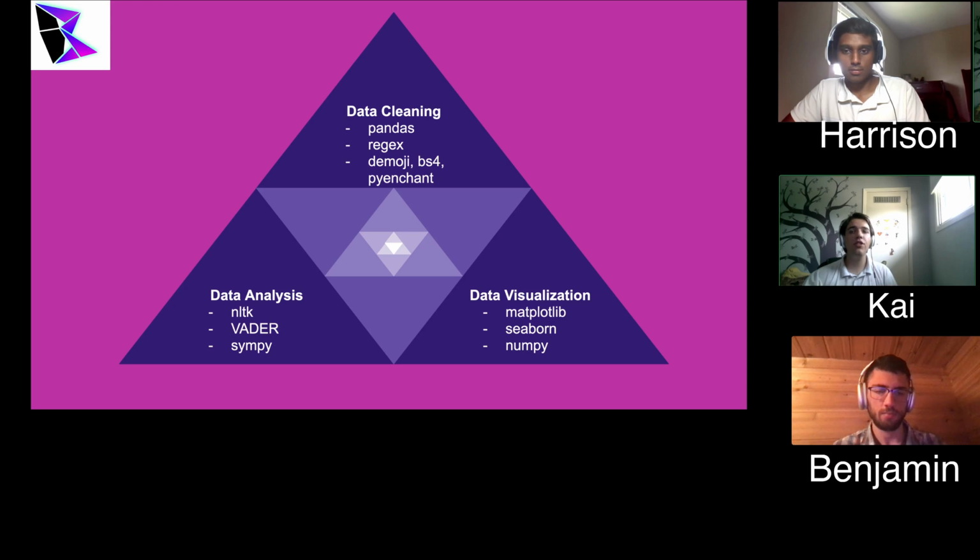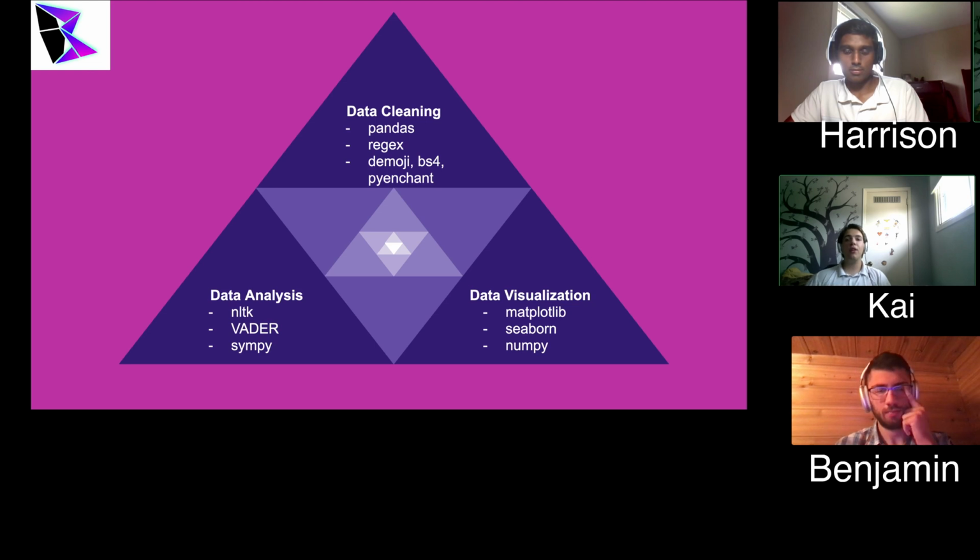Moving on to how we went about cleaning and analyzing our data, we started with putting all the data into a pandas data frame and then using things such as regex, demoji, Beautiful Soup 4 or BS4, and PyEnchant to remove things that would cause the data analyzer to glitch, such as white space, removing languages that weren't English, as well as translating emojis into text.